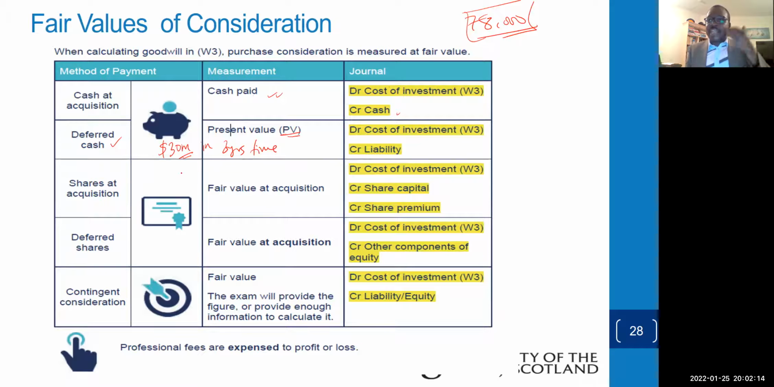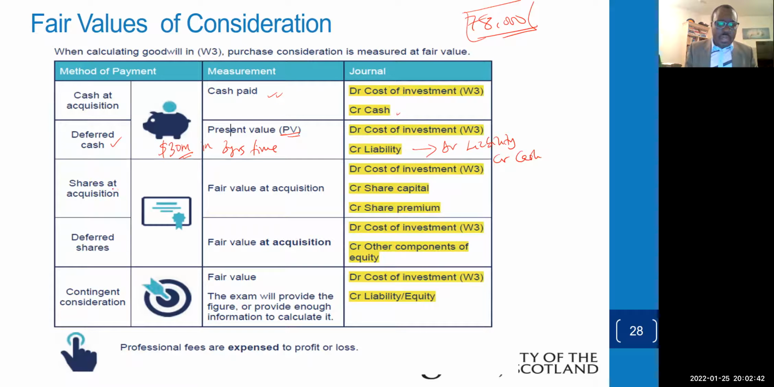So it is a deferred cash. More or less what we are saying is that we owe this guy. We've taken over his company. We said we'll pay him 30 million in 3 years' time. There's no cash yet we've given to him, so we need to create a liability. You credit the liability. In 3 years' time, when it matures, you debit the liability to clear out the balance, and then you credit the cash or the bank.